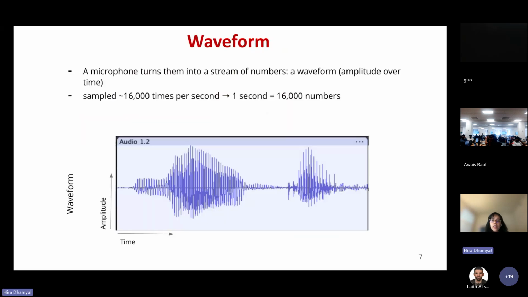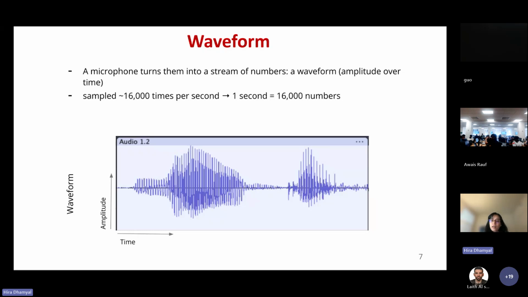Now, a microphone can capture these tiny changes in the air pressure. It turns them into a stream of numbers, and represents them in a waveform. And here on the bottom, you can see a waveform. This is a recording of me saying welcome. On the x-axis is time, and the y-axis is the amplitude, which is like the intensity or the loudness of what you are saying.